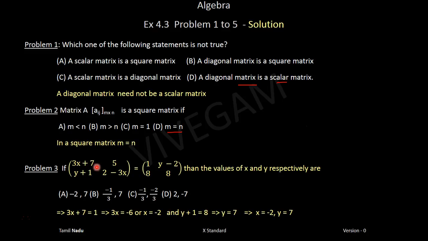The key is the corresponding elements will be equal. So 3x plus 7 will be equal to 1, or 3x will be 1 minus 7, that is minus 6, or x is equal to minus 2. Then you can take the equation y plus 1 equal to 8, or y will be 8 minus 1, which is 7. Therefore x is equal to minus 2 and y is equal to 7. And this is the option for that.